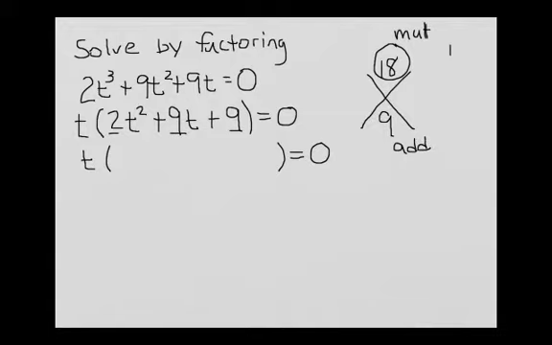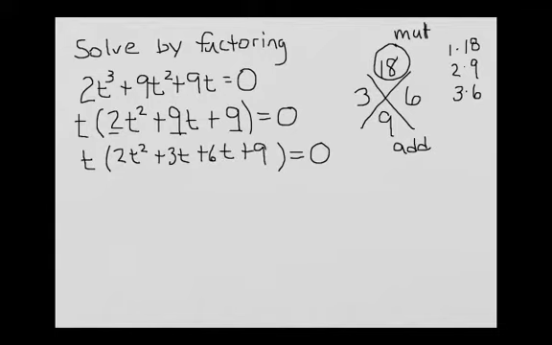So we can start looking at the things that we can multiply together and get 18: 1 times 18, 2 times 9, 3 times 6. We can see that 3 and 6 multiply together to get 18, and when we add them together we get 9. So that means we can split our middle term into 3t plus 6t. That gives us 2t squared plus 3t plus 6t plus 9 equals 0.